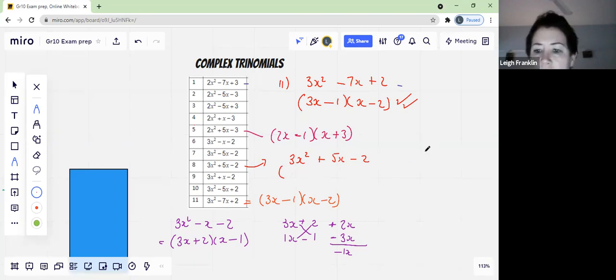Okay, so again, Harry, we've got the 3 and the 1. At the end, we want to make 2. So we can make 2 by multiplying 2 and 1 together.